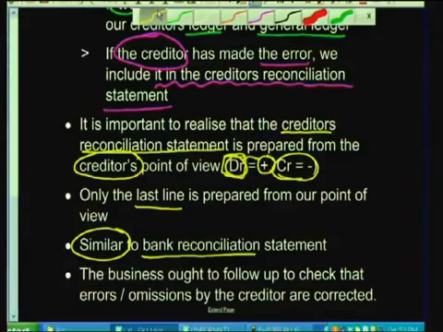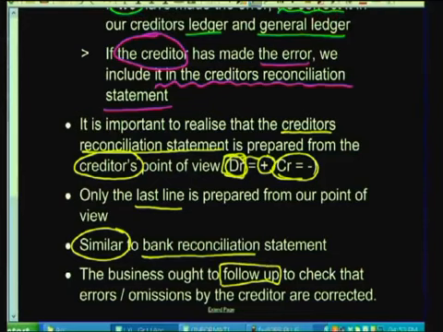After you've done the creditors reconciliation statement, what then? Well, you need to follow up to check that any errors or any omissions that the creditor has made are corrected. We would need to phone the creditor and say, I'm sorry, you've made a mistake with this invoice, or with this debit note, or with this check that I've sent you. Please fix it because we don't owe you that money, or we owe you more money than you think we owe us. Very, very important that you follow up and check next month that the creditor has processed those entries so that you and the creditor agree on what you owe them.